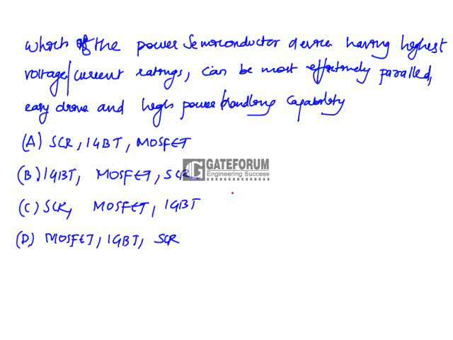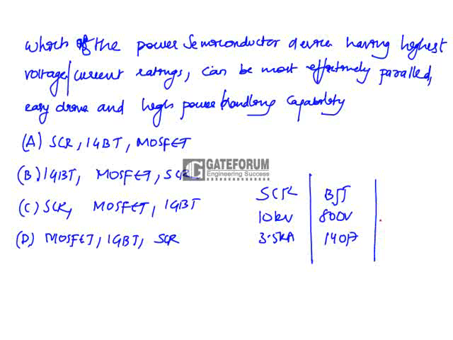If you see the voltage and current ratings, an SCR can block an amount of 10 kilovolts, and its current is around 3.5 kiloamperes. Whereas BJTs will be around 800 volts and 140 amperes, and the ratings of the MOSFET are around 400 volts and 200 amperes approximately. So the highest voltage and current ratings, out of these three, are for the SCR.